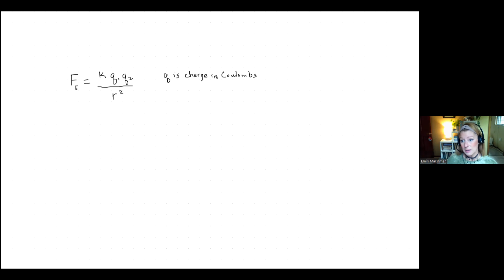So that's how we describe charge, and it can be positive or negative depending upon whether it's an electron or a proton. And R is the distance between the two charges, from center to center, basically. I mean, we're talking about particles, so they don't really have a space, but R is the distance in meters. Force is always measured in newtons.